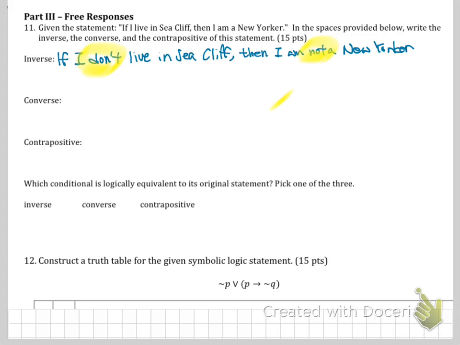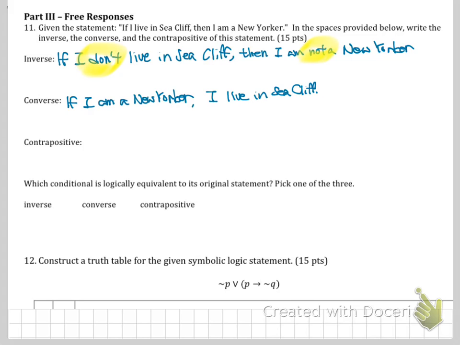Converse is switching the order. So what we have to do here is, if I am a New Yorker, I live in Seacliff. Notice that we switch the order.